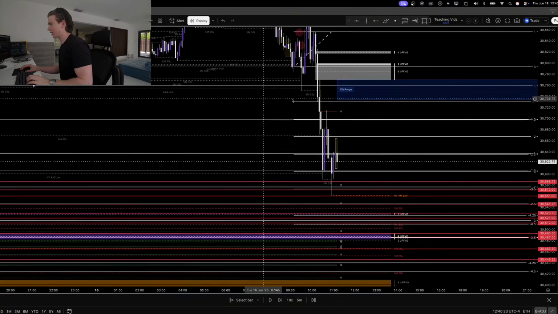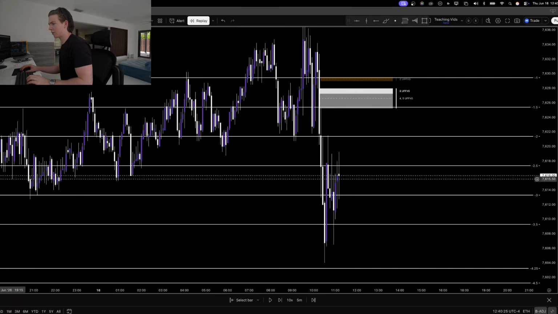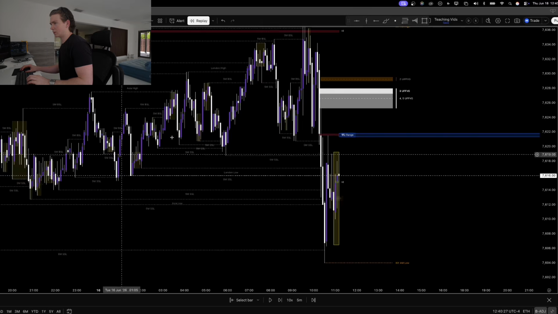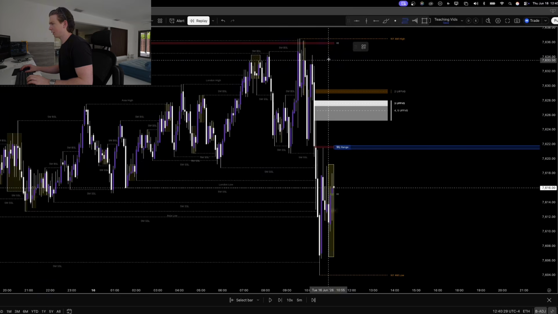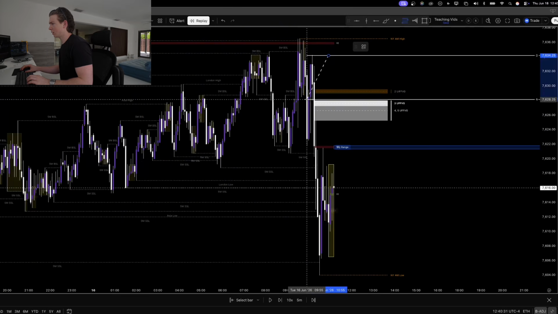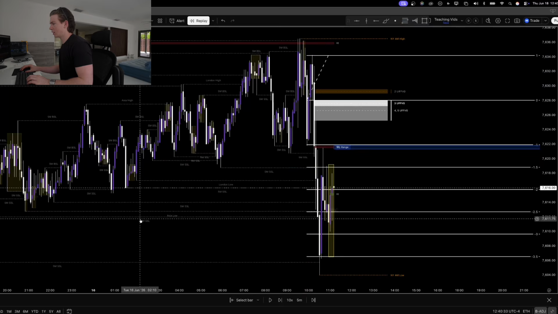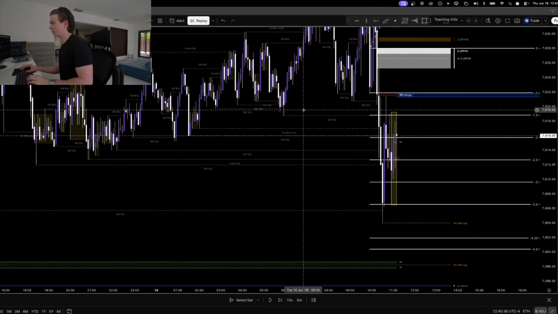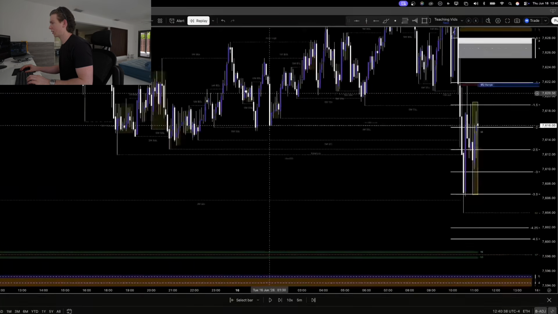Let's go to ES and draw deviations. We need to get rid of all of our other stuff on here from before. Let's draw our deviation. Mink. Reverse that. And then what are we respecting? Any market structure? Not really. Nothing that looks that good.